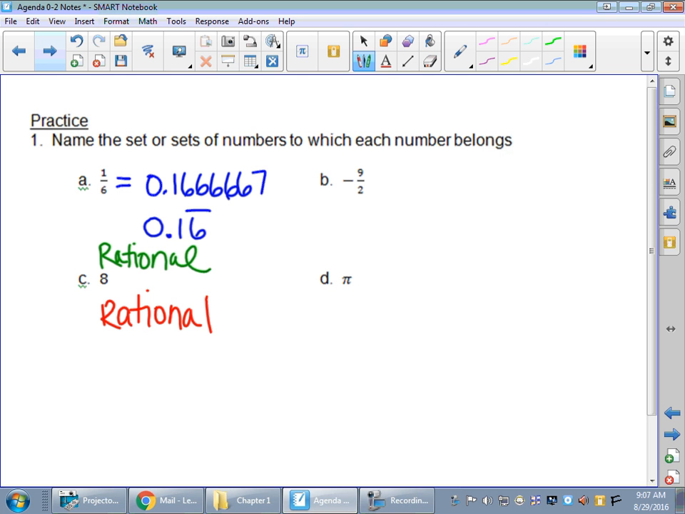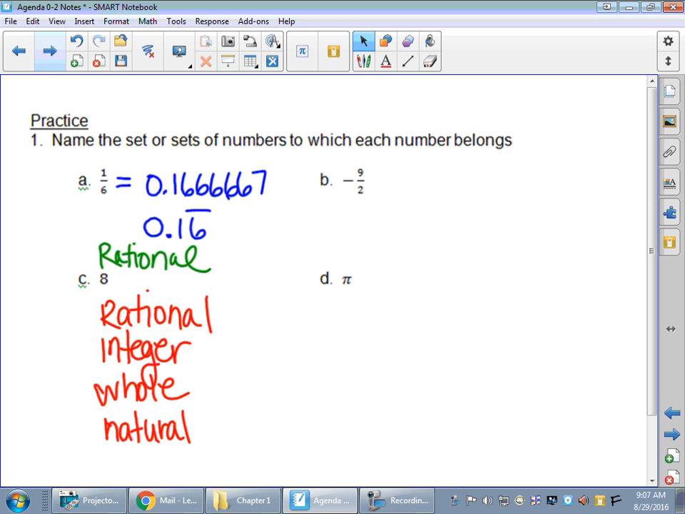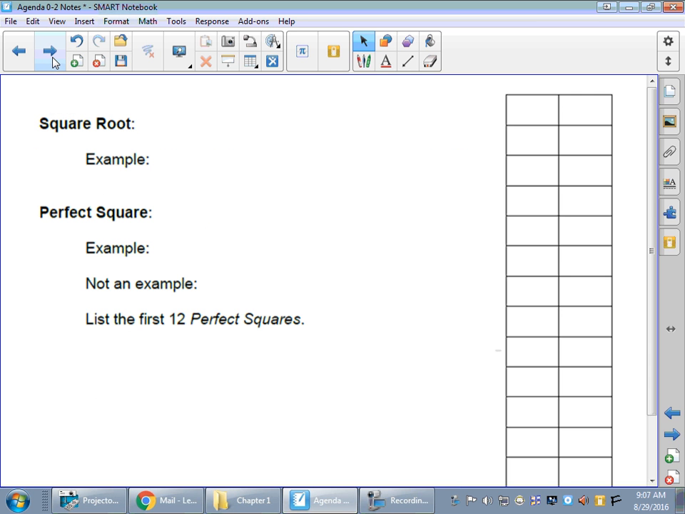Now go up the line, go through those circles. Is it an integer? Is it a positive or negative whole number? It sure is. Is it a whole number? 8 is a whole number. Is it a counting or natural number? Sure is, from 1 to infinity. So that has 4 categories or 4 sets of numbers that 8 belongs to. We'll talk about the other 2 in class.